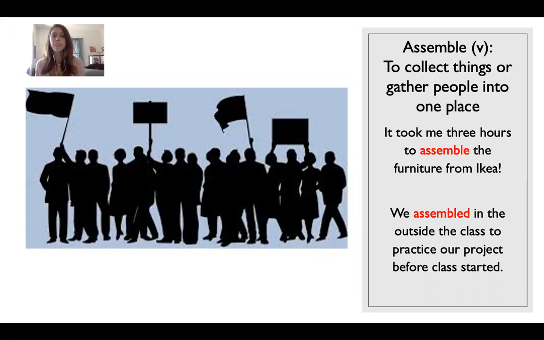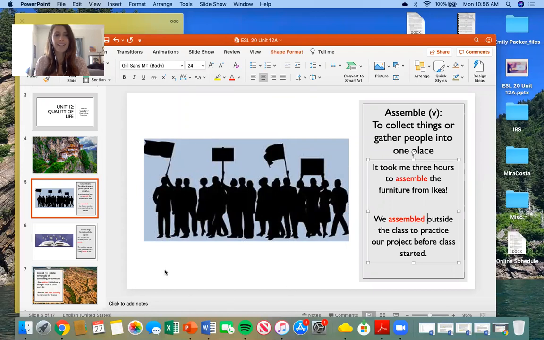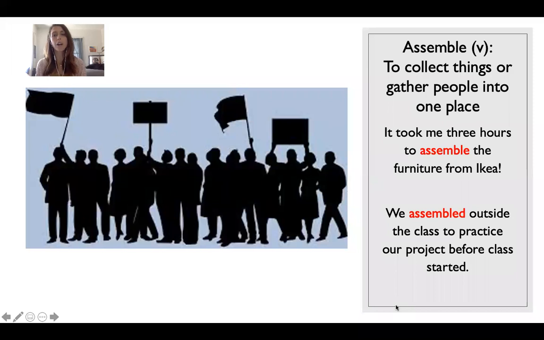So this can fall under the put together or collect things or gather things. The second example is we assembled outside the class to practice our project before class started. So this means get a group of people together for a purpose. The photo that you can see is of a march. So people get together to march, to protest something. So they assemble together to make their voices and their points heard.